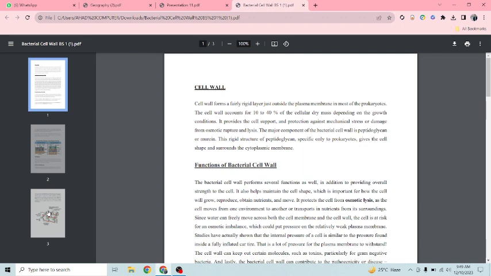In addition to providing overall strength to the cell, it also helps maintain the cell shape, which is important for how the cell will grow, reproduce, obtain nutrients, and move. It protects the cell from osmotic lysis as the cell moves from one environment to another or transports in nutrients from its surroundings.